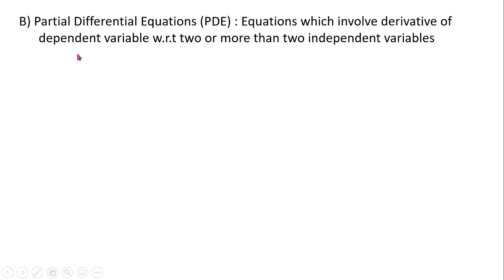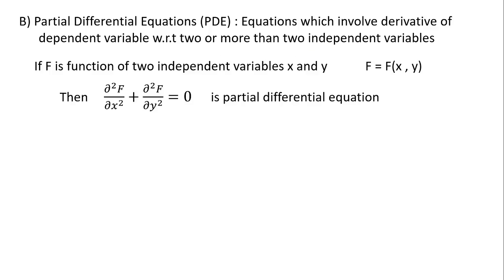The second type of differential equation is partial differential equations. A differential equation which involves derivatives of a dependent variable with respect to two or more independent variables is called a partial differential equation. Let us see a few examples.